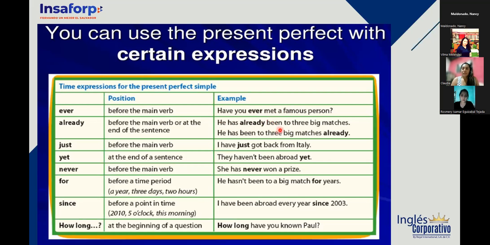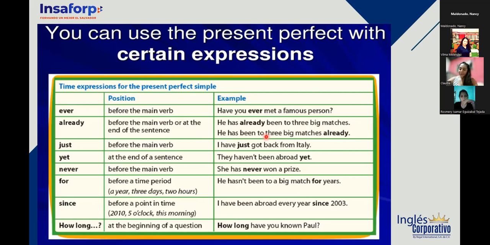Now, what is the present form of the verb been? Be. That's the verb be. Okay. So the meaning doesn't change if I put already in the middle of the sentence or if I put it at the end of the sentence. The meaning is still the same. So if I say he has already been to three big matches, or if I say he has been to three big matches already, I'm still saying the same thing.